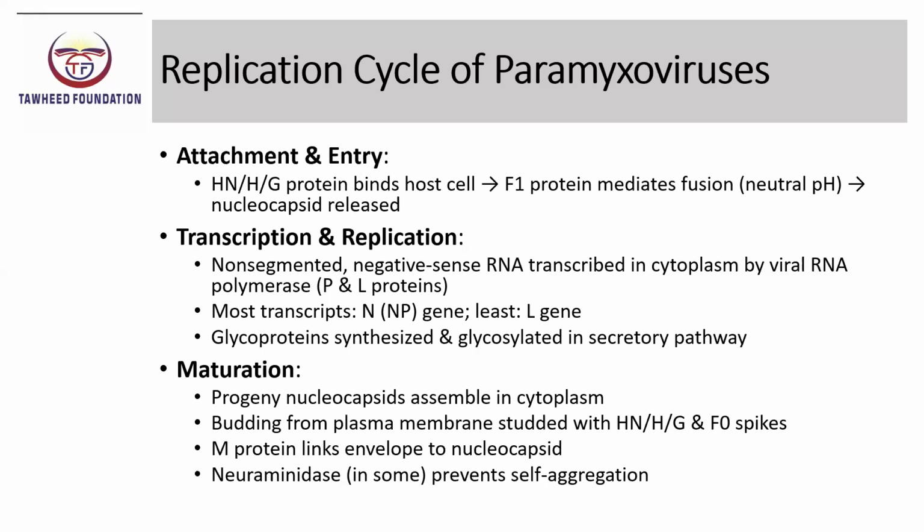The neuraminidase activity of the HN protein of parainfluenza viruses and mumps viruses presumably functions to prevent self-aggregation of virus particles. Other paramyxoviruses do not possess neuraminidase activities.